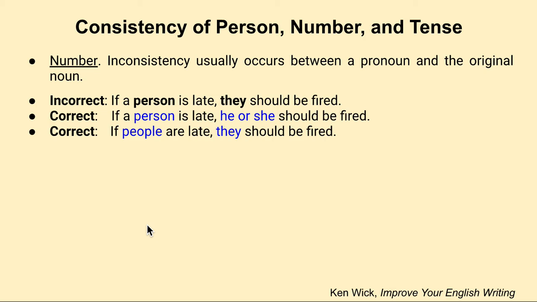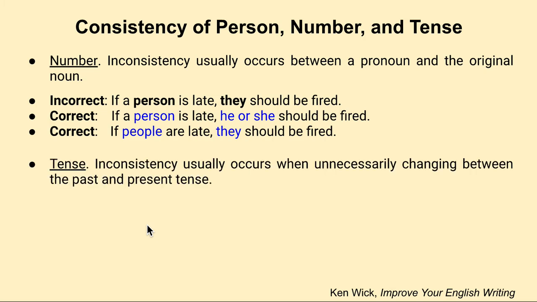Now let's talk about tense. The inconsistency usually occurs when unnecessarily changing between the past and the present. Usually what happens is you write a sentence and you get the tense right, but when you start editing, you may actually change the tense by accident. I think that's where most problems arise, is that you're rewriting and you change it.